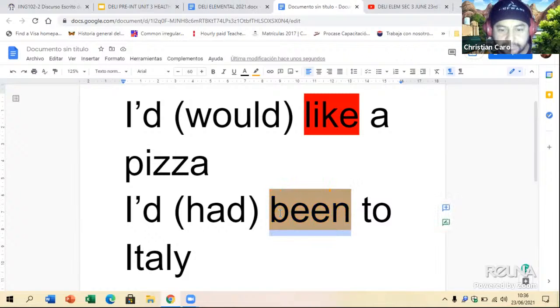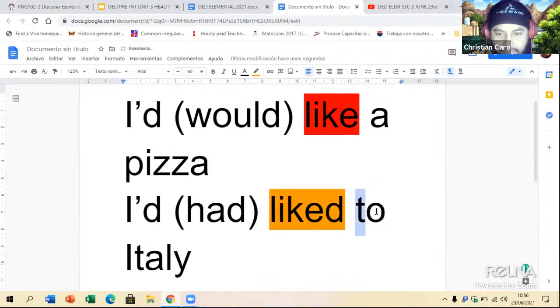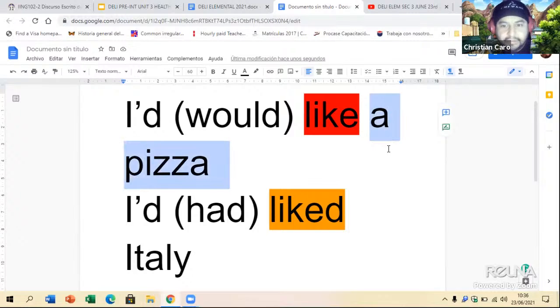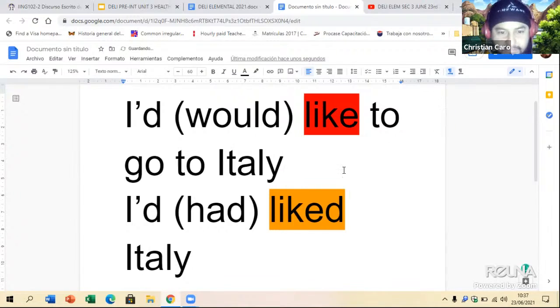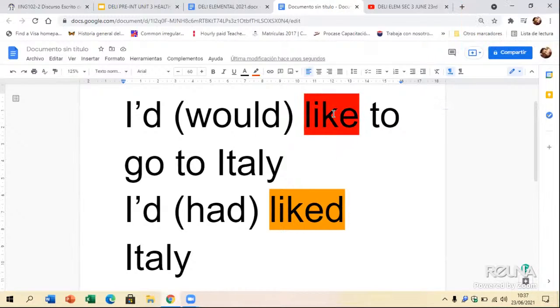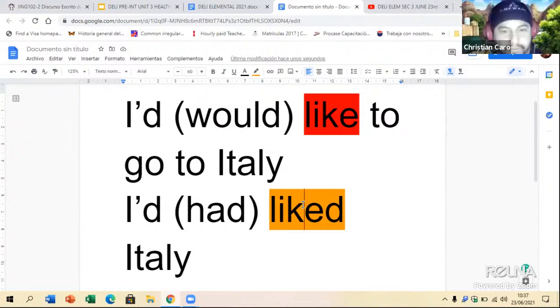Incluso yo podría ponerme más de gracia y lo dejo así. I liked Italy. Es como I had liked, me había gustado Italia. Hasta ese entonces. Una cosa así. Me había gustado. Que no es lo mismo que decir, ¿cierto? ¿Cómo podría dejarlo como más parecido? I'd like to go to Italy. Ya. ¿Se fijan? Este de acá, liked, is conjugated in past participle, ¿cierto? Y este de acá sigue siendo un infinitive. Okay? Good. Questions? Any comments? Crystal clear, I guess. All right.